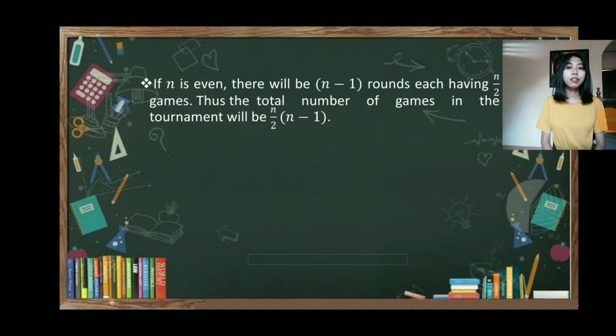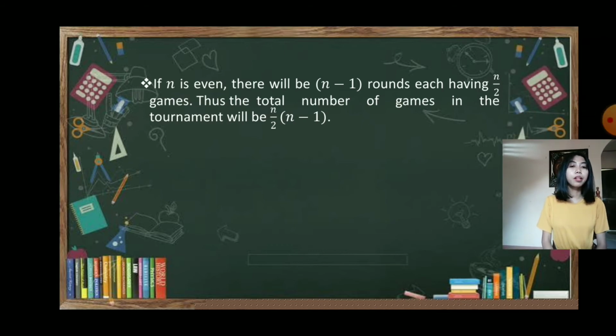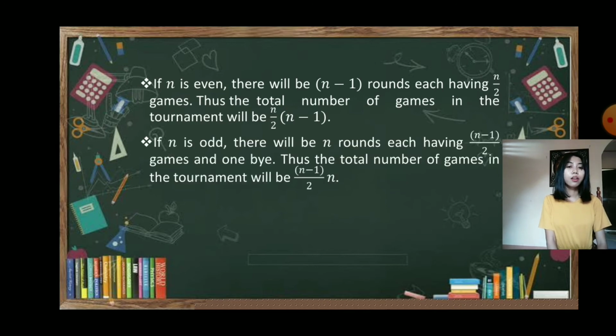If n is even, there will be n minus 1 rounds, each having n over 2 games. Thus, the total number of games in the tournament will be n over 2 times n minus 1. On the other hand, if the number of teams n is odd, there will be n rounds each having n minus 1 over 2 games and 1 bye. Thus, the total number of games in the tournament will be n minus 1 over 2 multiplied by n.